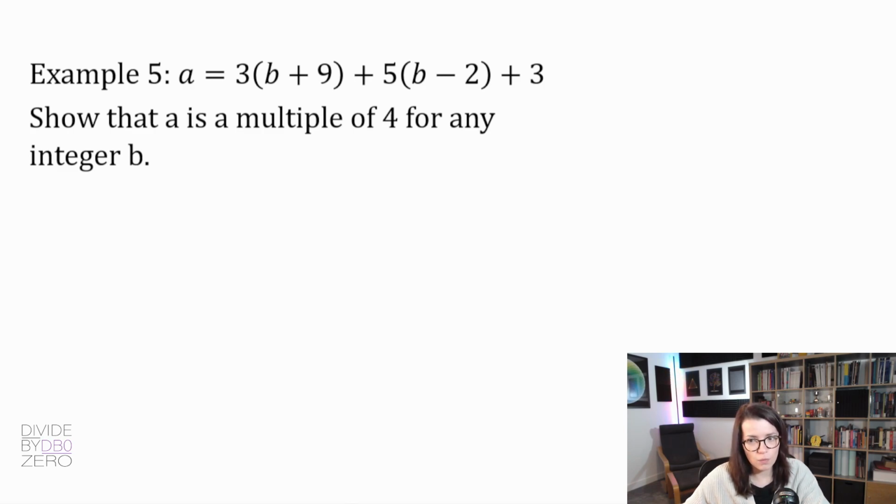Last example, again, a bunch of algebra, but this time they want us to show that a is a multiple of 4 for any integer b. A being this expression here. I'm just going to rewrite that so we can have a look at it. Just go for it with expanding, see what happens.